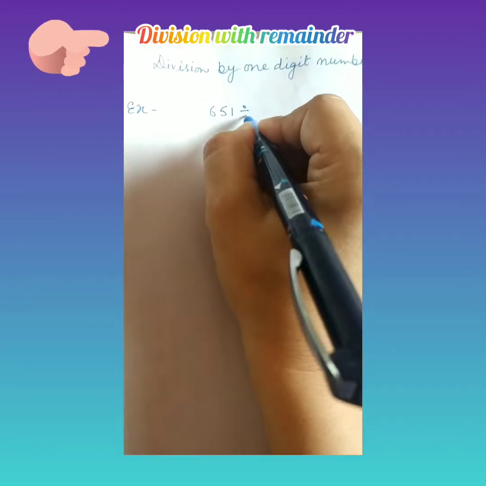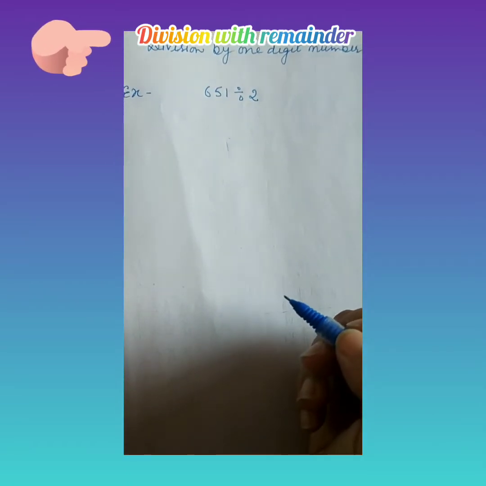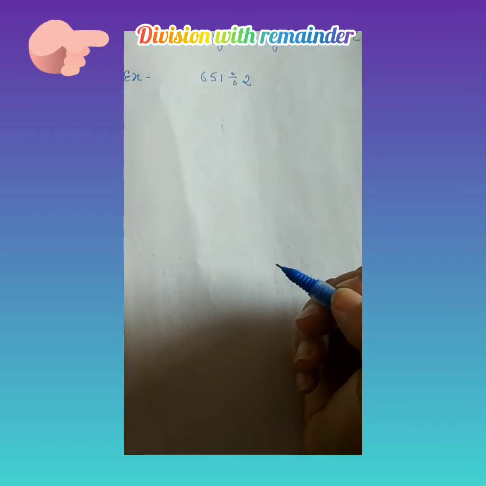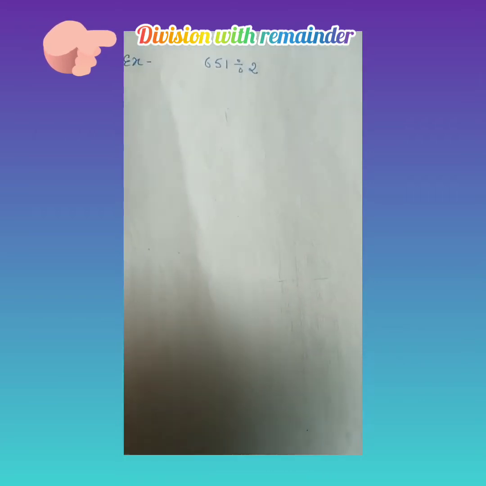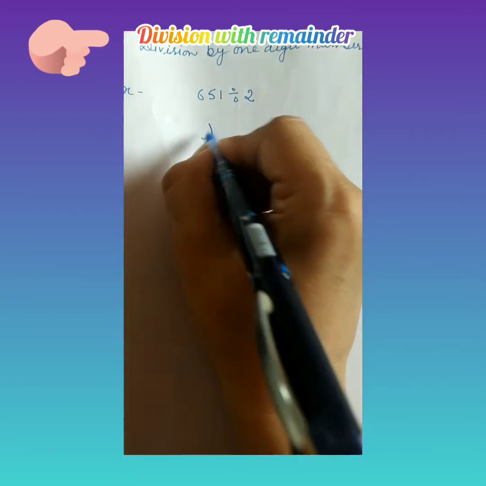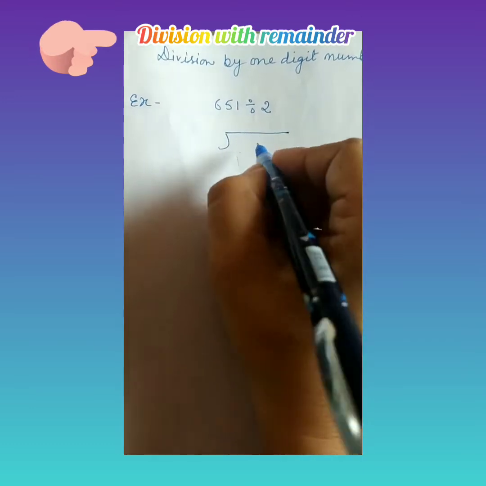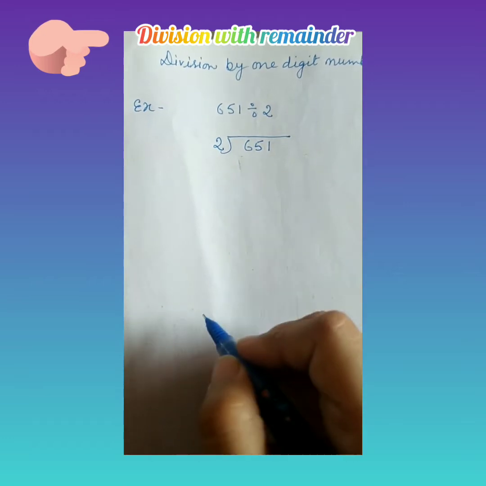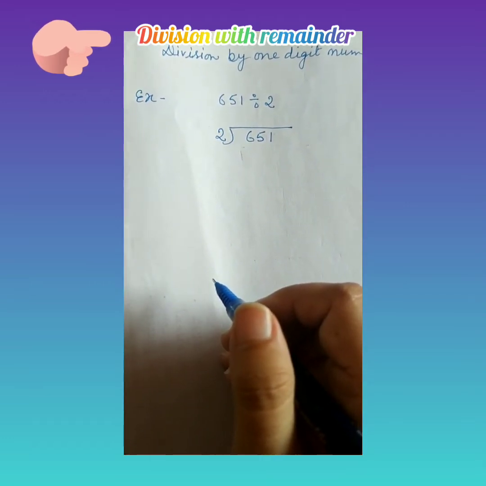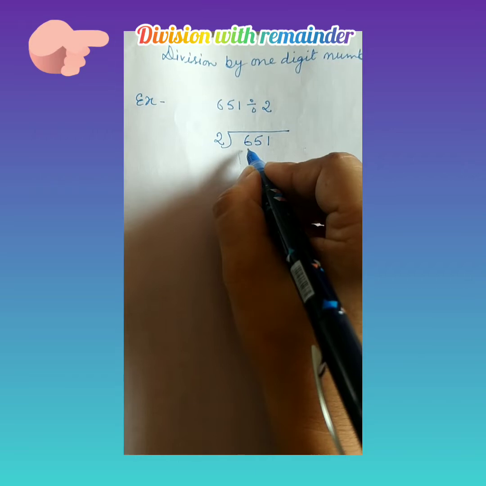651 by 2. Okay? So first thing we have to do is we have to write table of 2 in our rough column. I have already written here. As you can see, this is the table of 2. So with the help of this table, we will solve our division. So first thing, we have to write this dividend inside and the divisor 2 outside. Now we will start with the leftmost digit, that is 6.